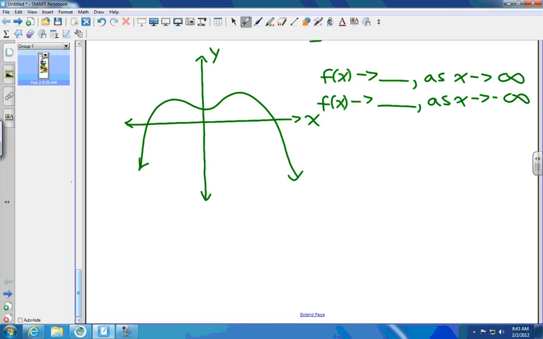So as x goes to the right, which way is the graph pointing? Down, so that would be negative infinity. And as x goes back to the left, where's the graph pointing? Down, so that would also be negative infinity. We already said how many real zeros. And one other thing I forgot to mention was odd or even, and it's very simple.